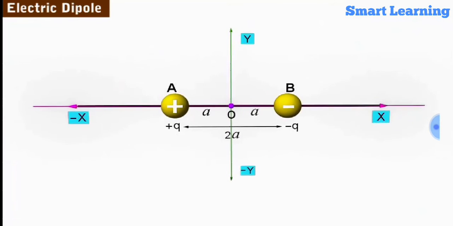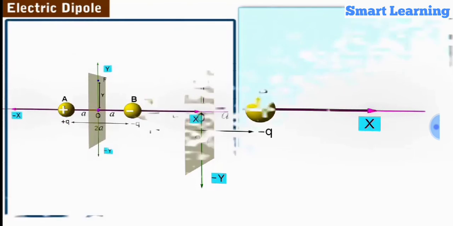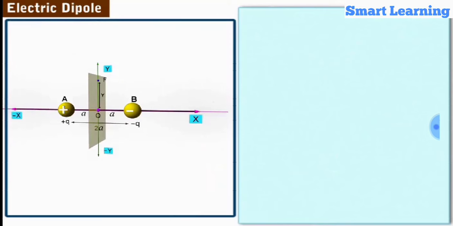Let us now obtain an expression for the electric field strength E at point F on the equatorial plane of the electric dipole. Let point F be at a distance y from the center of the dipole. The point F is at a distance r, equal to root of y square plus a square, from each charge of the electric dipole. Let us label it as equation 10.